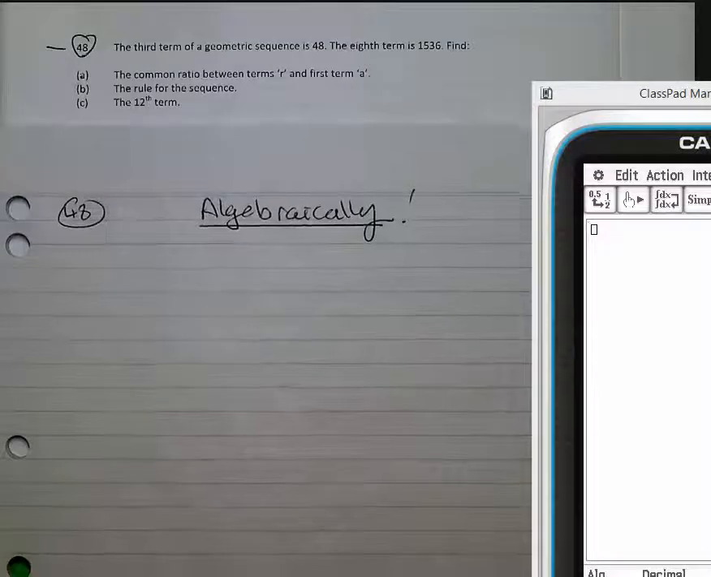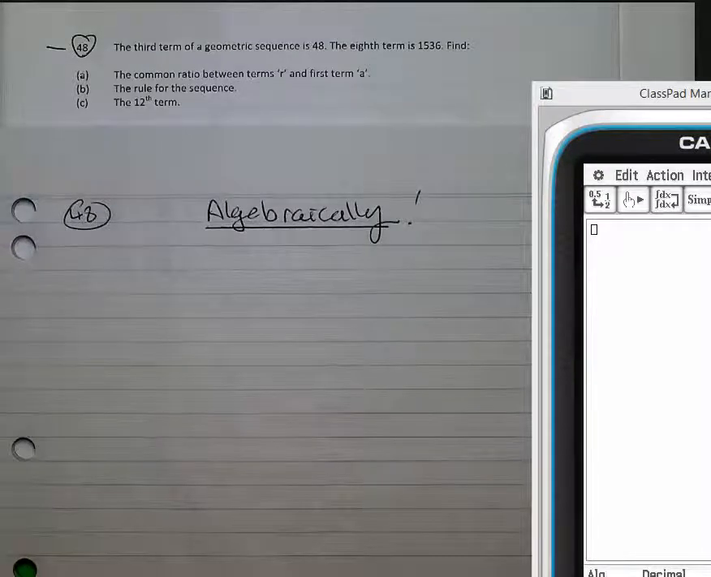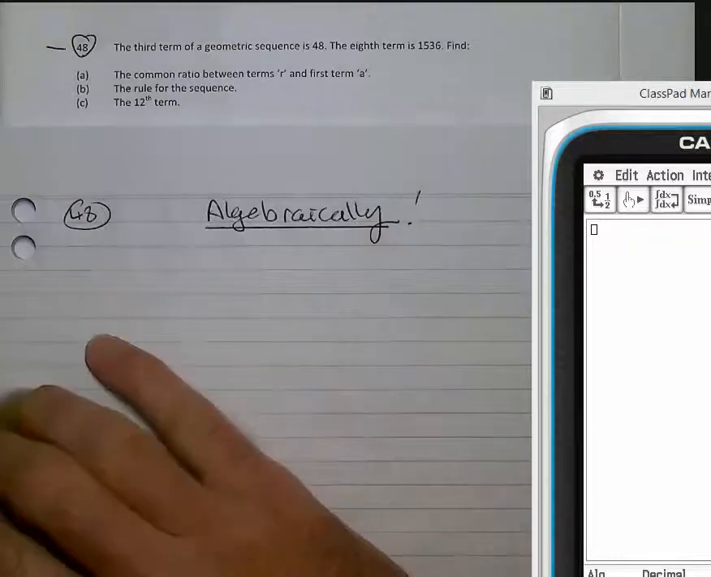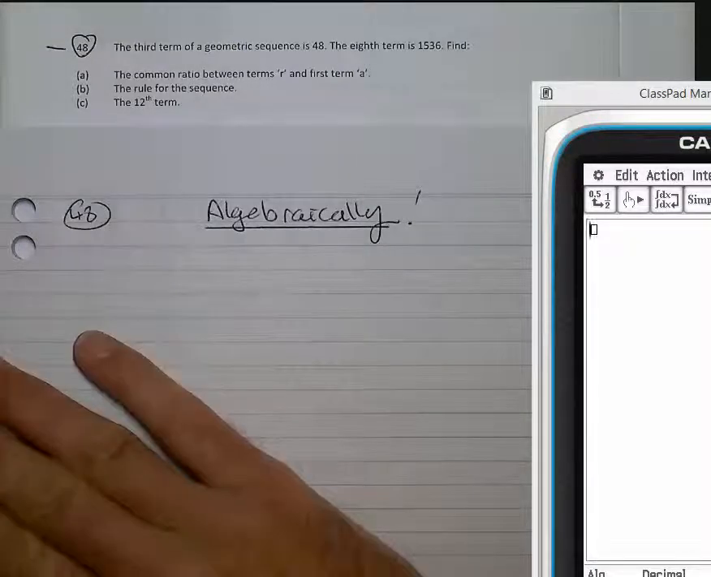Now, question 48, you could well be asked to do a question like this on an assignment, or maybe even a test or an exam, algebraically. Now, this is how we would progress.